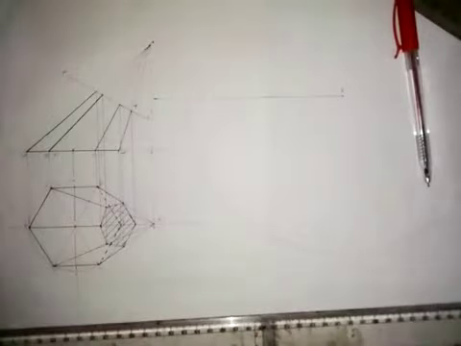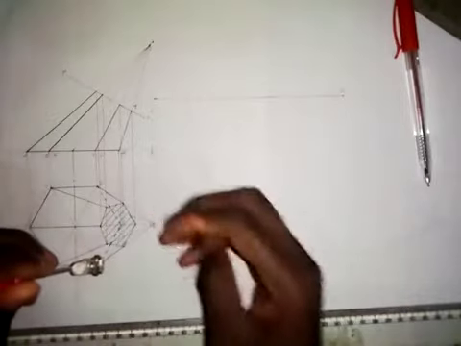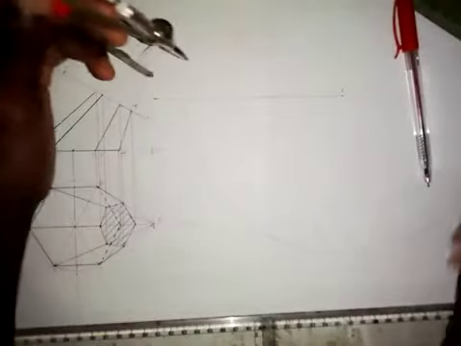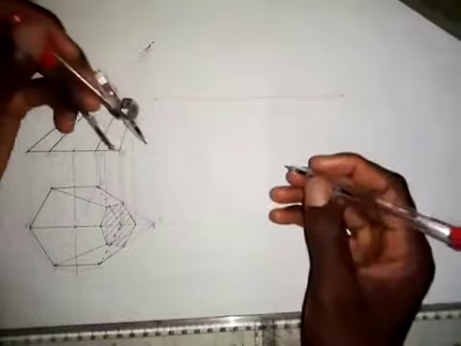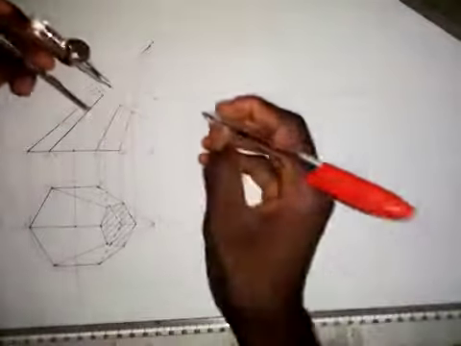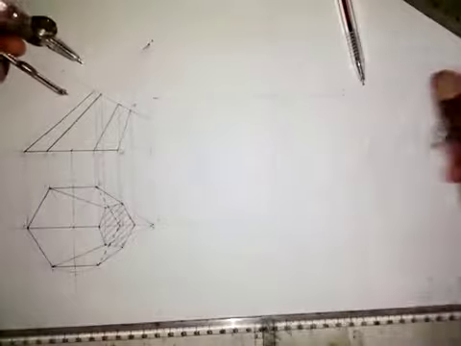What I need to do now is to take this distance here on the hexagon. I take this distance and put it at this point. This will be my point 1, because we are opening from point 1 here. So I put 1 here.